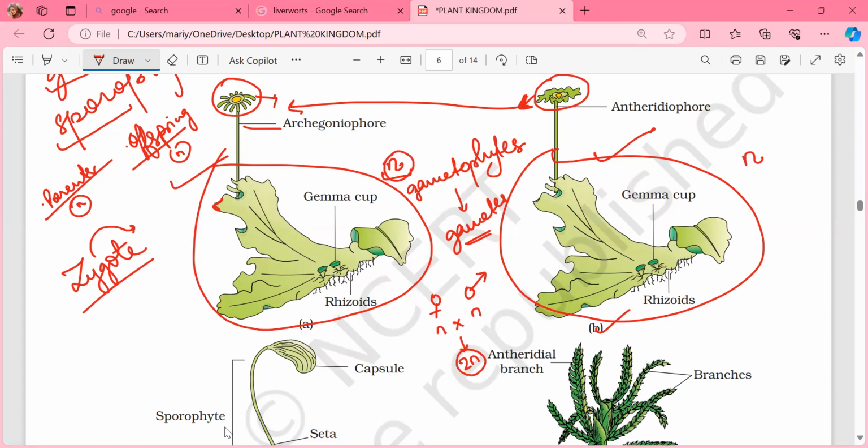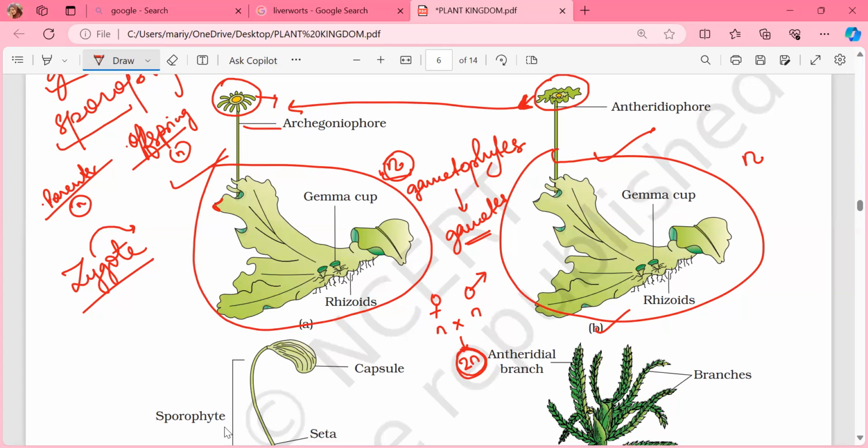Now, is this 2n the same as the parent n? No. So, what type of division should this 2n undergo to form n? Mitosis. Think again. Meiosis. That will be the answer. But do you know why? Why meiosis?